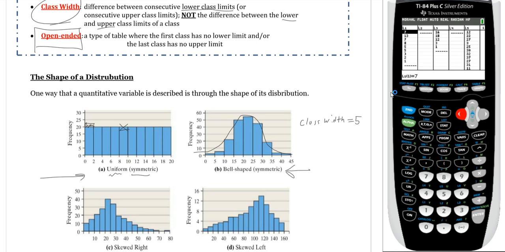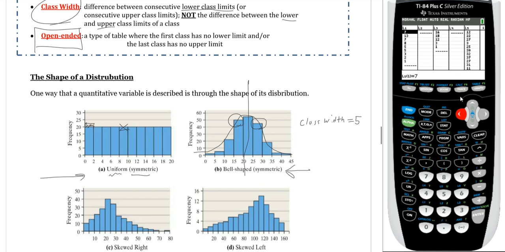It is also relatively symmetric. If I were to cut it directly in half, then the left side looks approximately the same as the right side. Now, it doesn't look perfect. This bar is a little bit taller than this bar, so it's not exactly perfectly symmetric, but that's what we mean by symmetric. It's relatively.